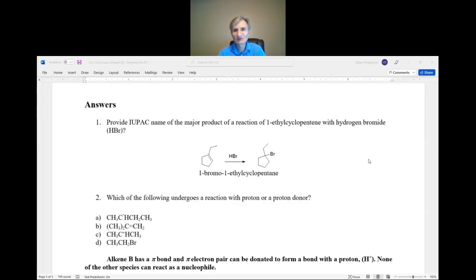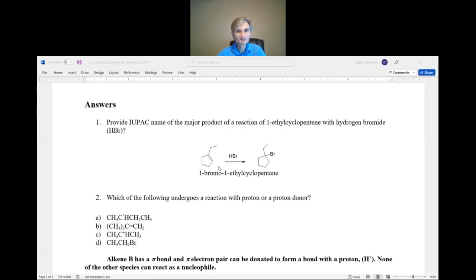So first one, provide the IUPAC name of the major product of a reaction of 1-ethyl cyclopentene with hydrogen bromide. That's a typical electrophilic addition to an alkene, and addition follows Markovnikov's rule. The reaction proceeds through a carbocation as the reaction intermediate.